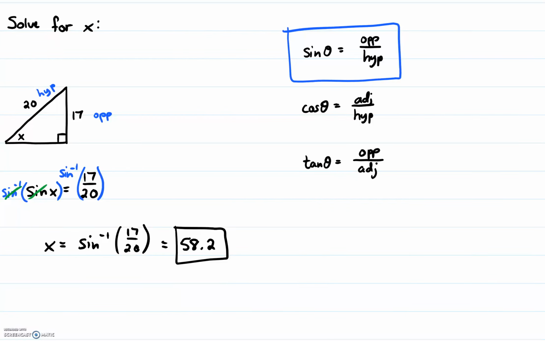Also, if we needed to solve for the third side, we could use the Pythagorean theorem, or we could use any of these trig equations as well. But for this problem, all we have to do is solve for x. There's no reason to make it complicated. 58.2 is our answer.